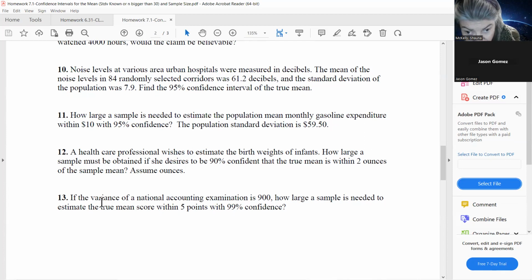13 says if the variance of a national accounting examination is 900. Now, this is not as missing as it looks. She just gave it to you in a different way. Variance is the standard deviation squared, so variance is sigma squared. So if variance is 900, what does that tell you about the standard deviation? How would I find what sigma is?